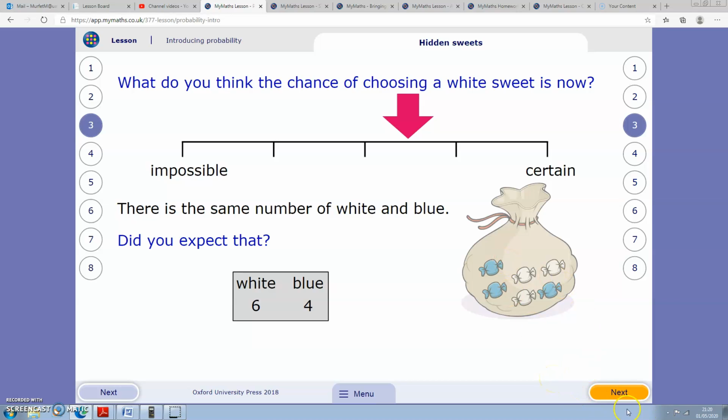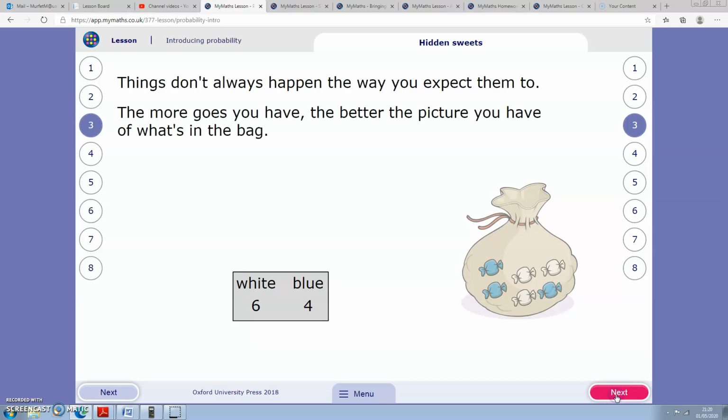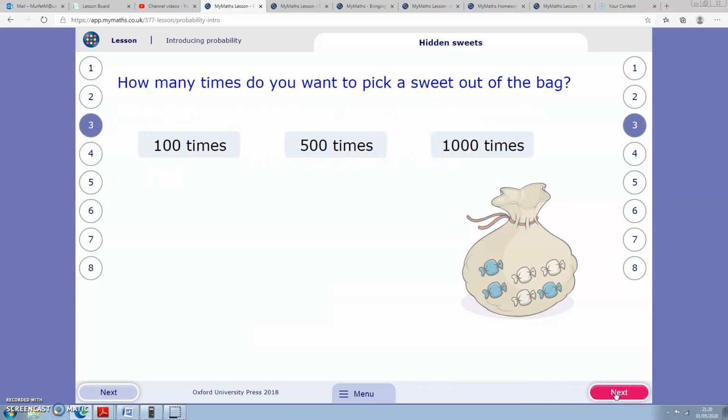Now, did you expect it to be that? Okay. The more goes that you have, the better picture you get. So the more reliable it's going to be if you actually have more and more goes. How many times do you want to pick a sweet out of the bag? 100 times, 500 times, 1,000 times.